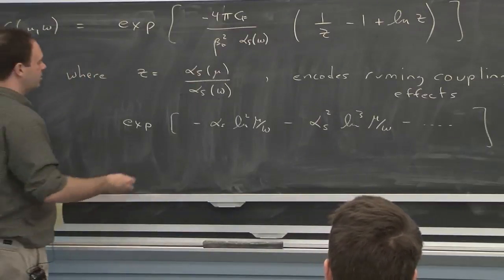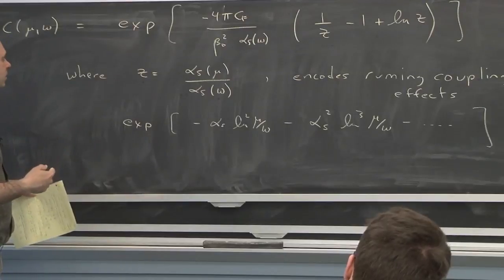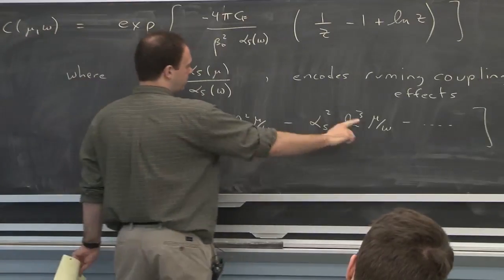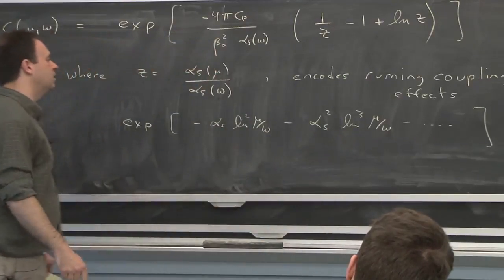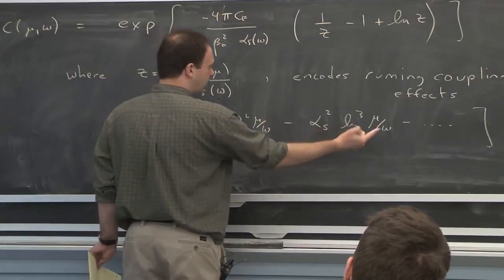Okay, so in the exponent, a running of the coupling is only giving you one log for each alpha. So the series that I'm summing in the exponent by taking into account the running coupling is a series of this form, where I go down by one alpha and down by one log.